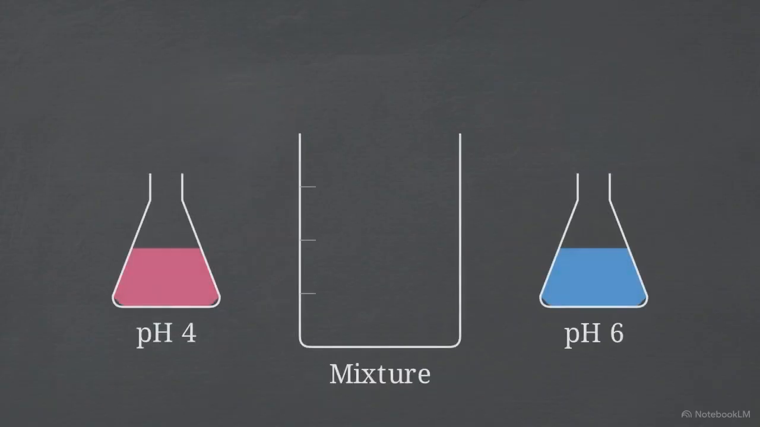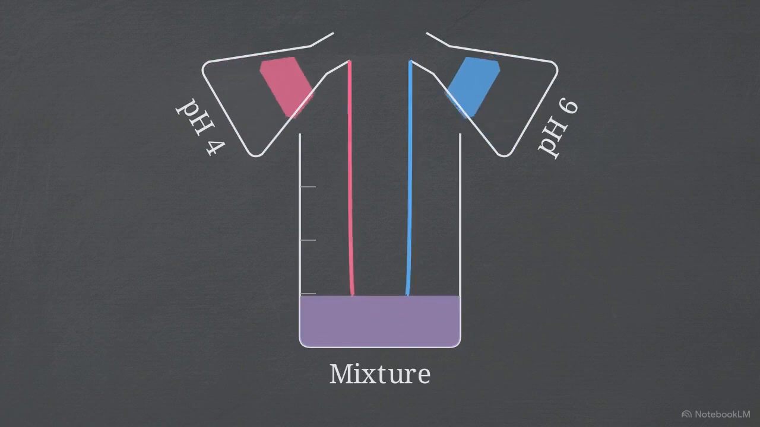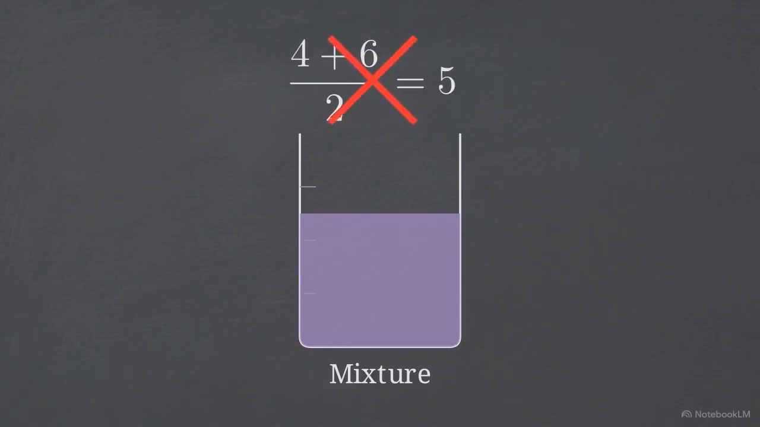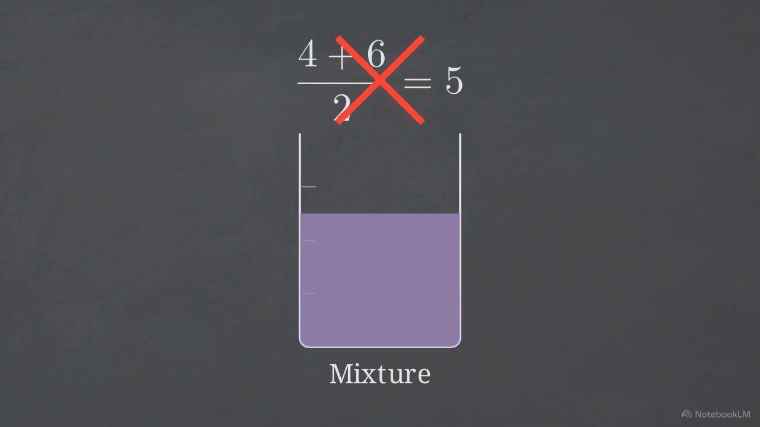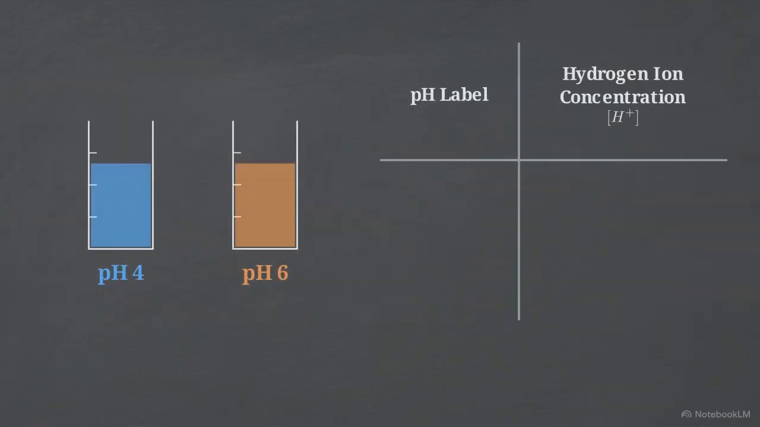In the physical sciences, the add and divide reflex can be even more misleading. If you mix equal volumes of water, one at pH 4 and one at pH 6, averaging the labels to predict a pH 5 mixture fails to reflect the physical reality of the solution. A pH value is the negative base 10 logarithm of the hydrogen ion concentration. Translating these labels into actual concentrations reveals their true scale.